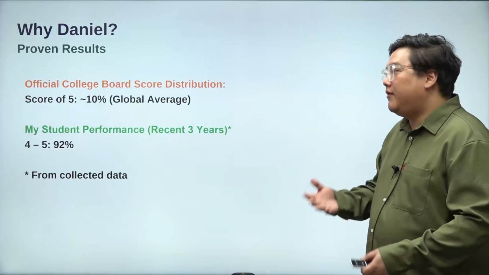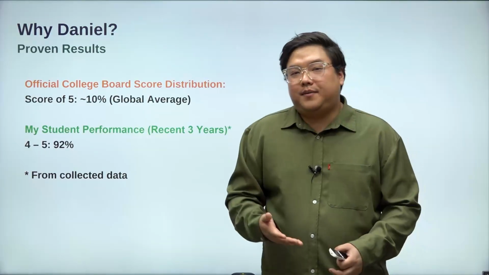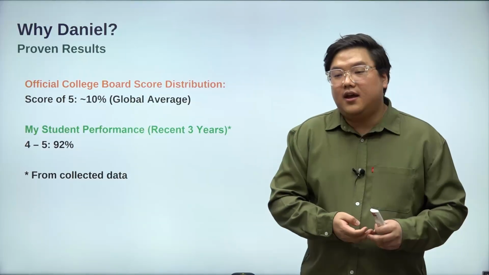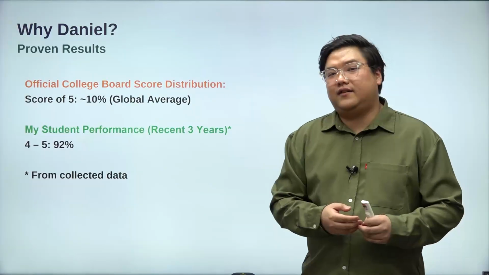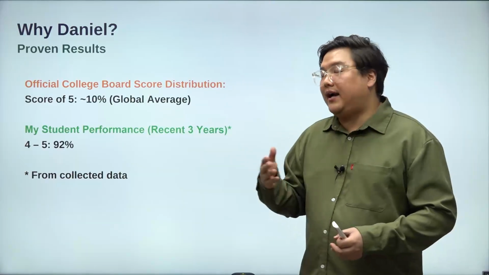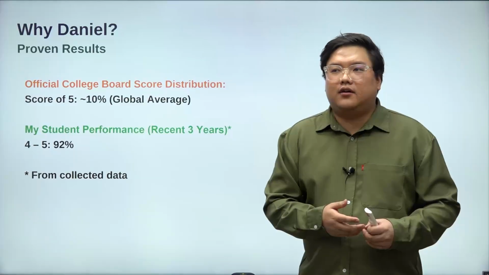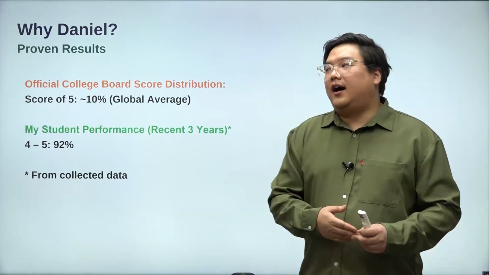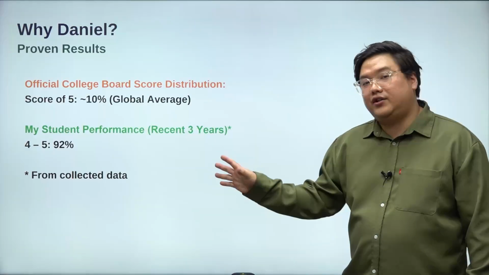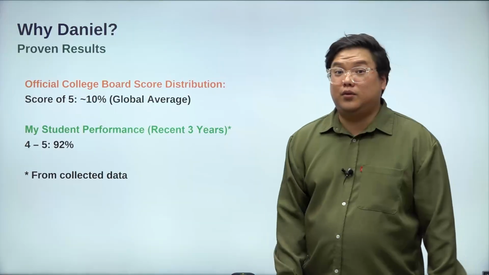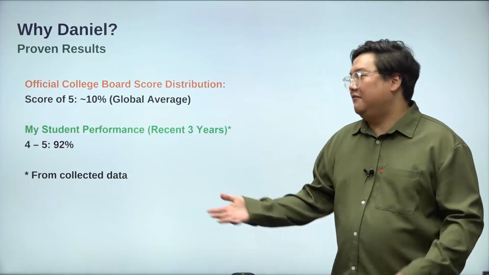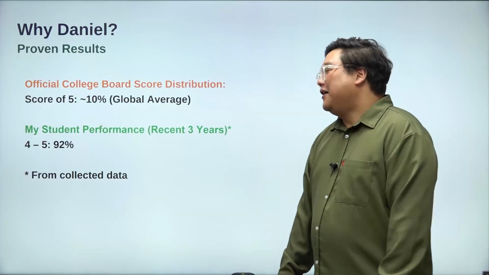And, well, my results: APCS-P is actually one of the hardest subjects to get a 5 on the exam. The distribution of a 5 is only about 10%, which is one of the lowest, and combining that with a 4, that's also only about 35%. But over the past years, my 4 to 5 ratio has been at 92%. So I've proven that, that kind of says it all, right?